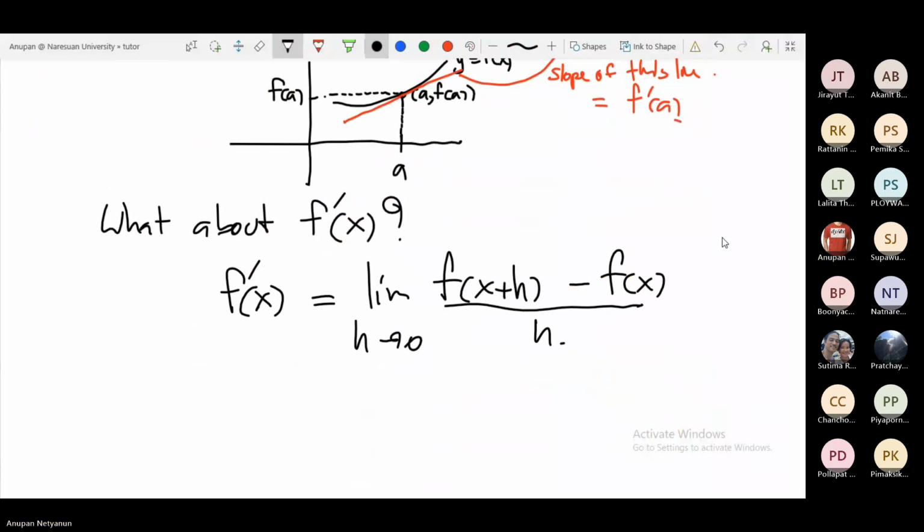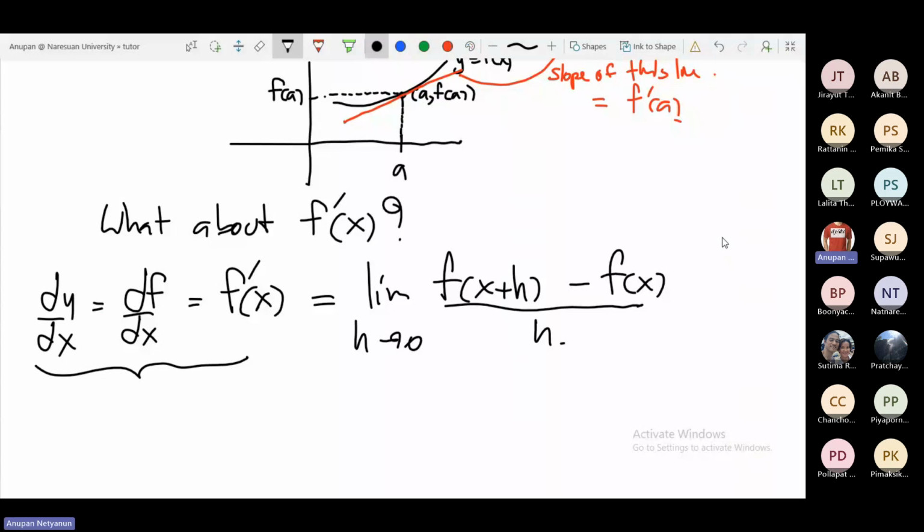And again, if you want to know more notation of this, you can have df by dx. Now, we don't have to specify at x equal to a, so you don't have the vertical line to specify where your x is, because now you want it for any x. So you only have this, and since f is the same as y, you have dy by dx too. So these are equivalent.